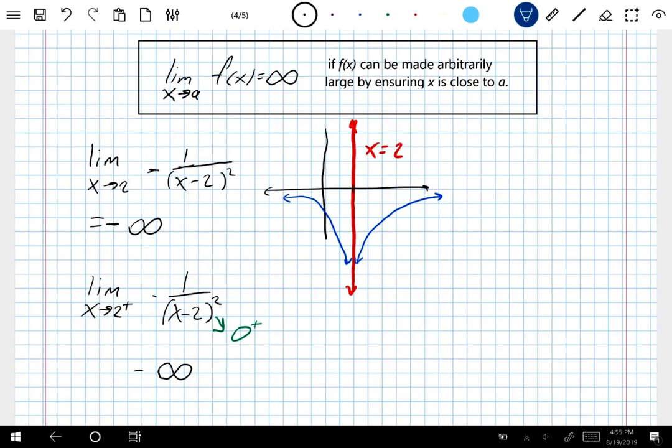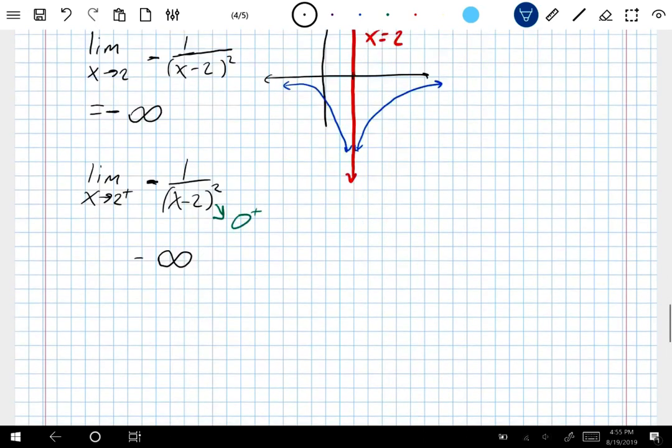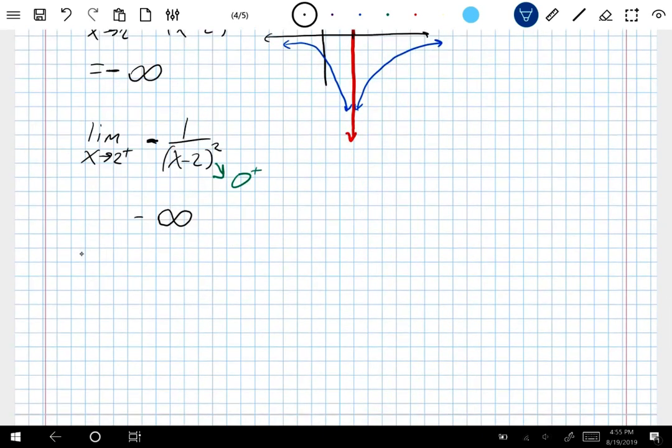That if I divide 1 by smaller and smaller numbers, it gets bigger and bigger, and the sign depends on the sign of the top and the bottom here. This minus sign is carrying through to make it a minus. Always tricky the first time you do it. Let's go ahead and do this again actually on the other side, because I think it's worth it.